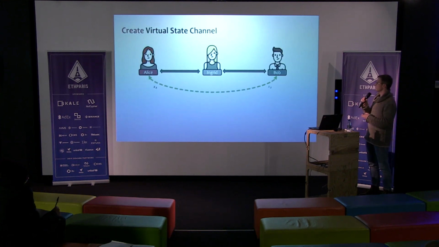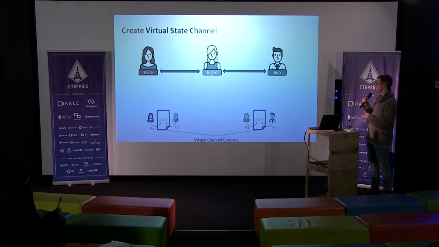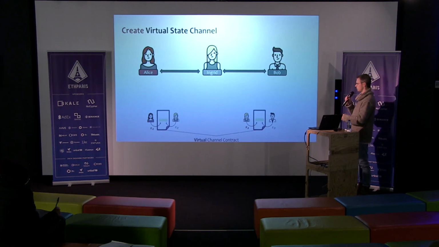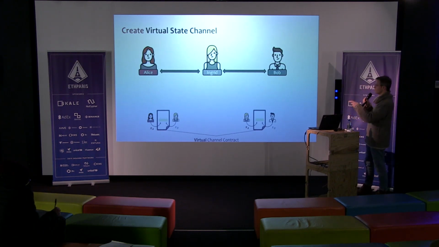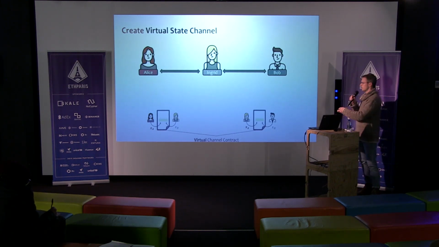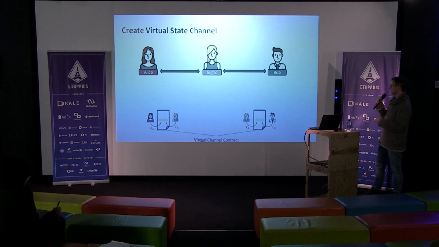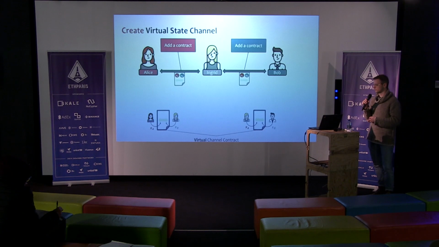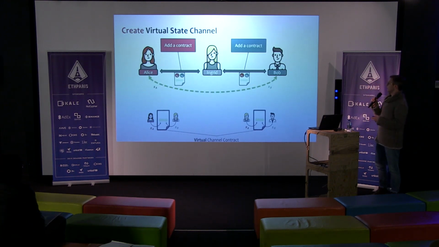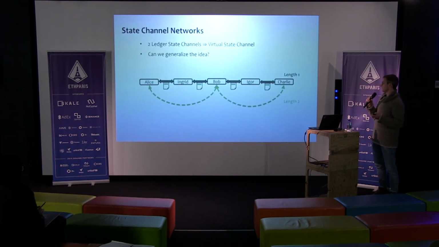So how does it work? If we want to create one, they first initiate two instances of a virtual state channel contract. Because it's like a mirror image of each other, Ingrid would play the role of Bob in the left contract, and Ingrid would play the role of Alice in the right contract. Now they could deploy those contracts in their respective state channels, and the virtual channel is open. And now they can use it for applying any contracts within it.